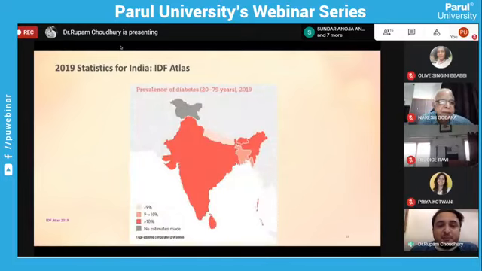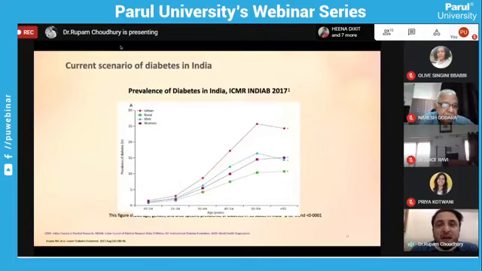State-wise, we can see the entire India is orange, which depicts more than 10% prevalence, and we don't have any data from J&K. As per the ICMR INDIAB 2017 data on the prevalence of diabetes in India, we have the highest number amongst the urban population. Rural is lower, but still increasing, and men have more diabetes. Men had more diabetes in the 55 to 64 age group, but then it becomes similar when we consider the population more than 65 years of age.